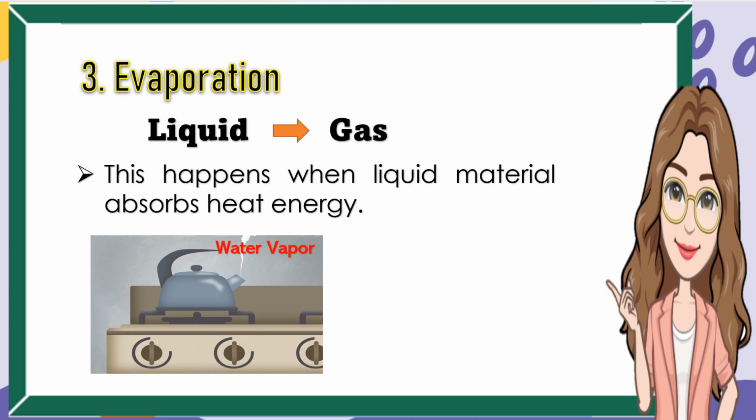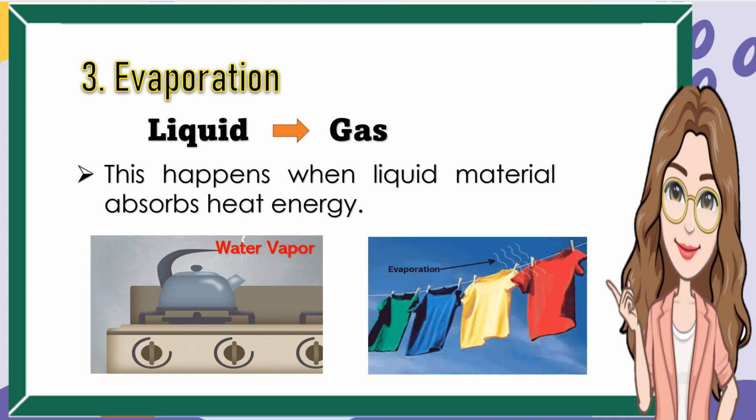The gaseous form of water is referred to as water vapor. Another example is if you hang your wet clothes under the heat of the sun. The water on the wet clothes will evaporate and it will turn to gas.